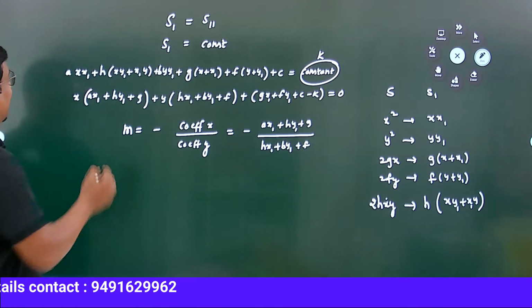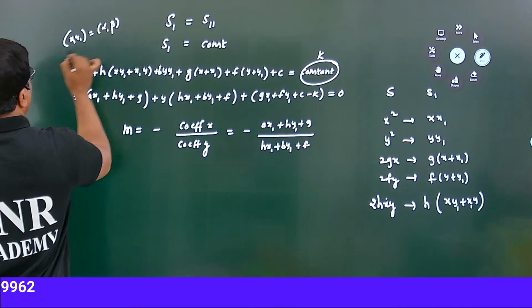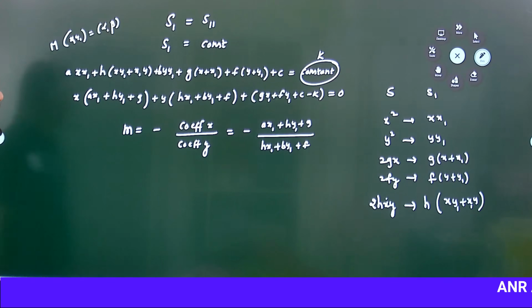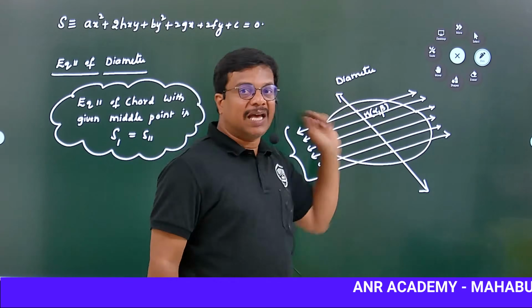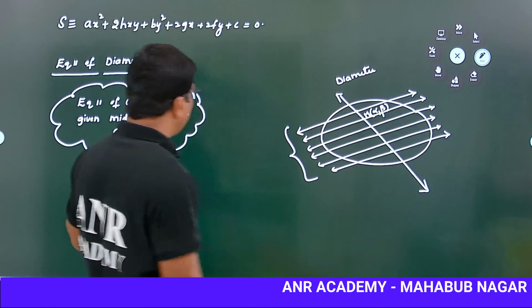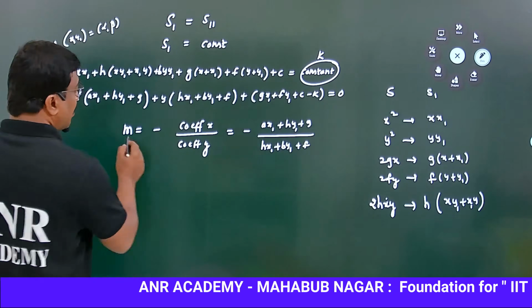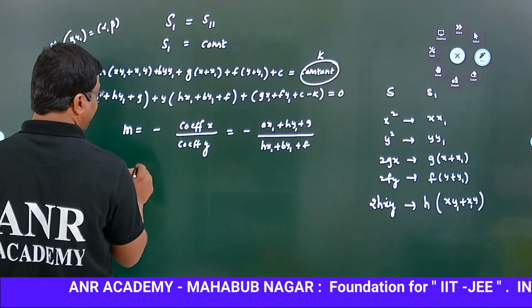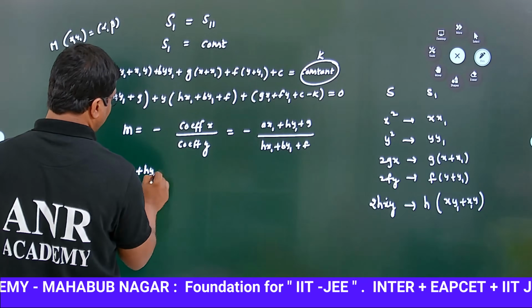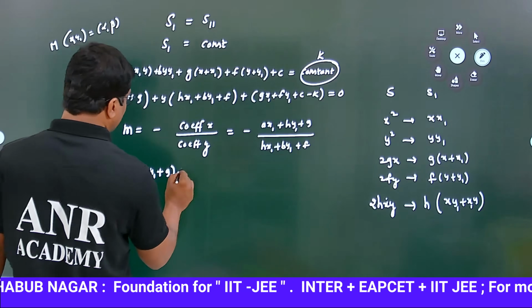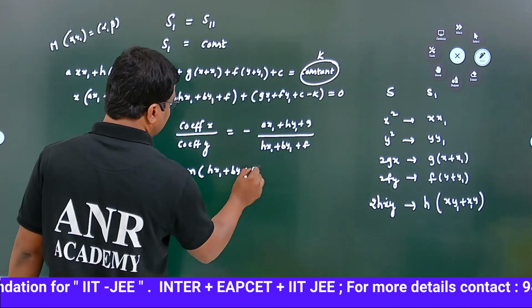Here x1 y1, that is actually alpha comma beta, that is the middle point here, right? And we know that the path of middle points is known as diameter. So if you replace x1 y1 with alpha comma beta, you will get here on cross multiplication, what happens? Observe. On cross multiplication, it is ax1 plus hy1 plus g plus m of hx1 plus by1 plus f equal to 0 we get.